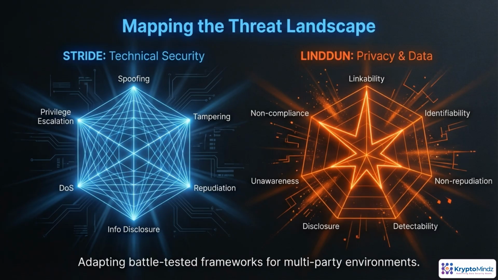To model threats in blockchain-based systems, you typically need two complementary lenses. STRIDE focuses on classic technical security failures: spoofing identities, tampering with data or code, information disclosure, denial of service, privilege escalation, and repudiation of actions. That's the can the system be broken or abused perspective. LINDDUN adds a privacy and data view: linkability, identifiability, disclosure, detectability, non-repudiation issues, unawareness, and non-compliance. For enterprise and government deployments, you usually apply both frameworks together to get a complete threat picture.